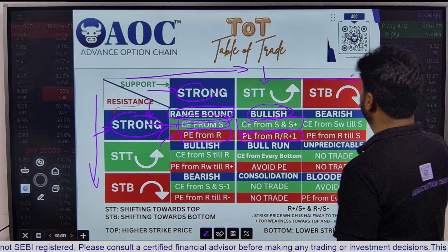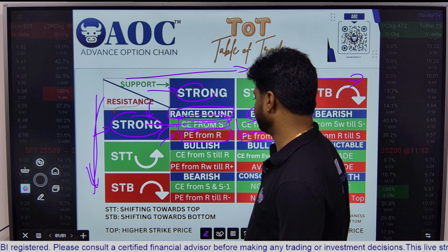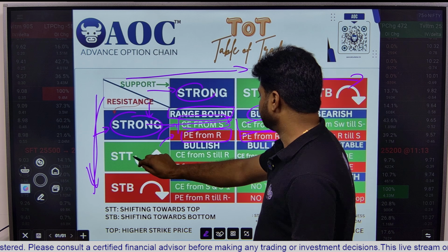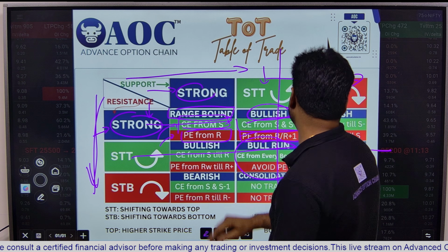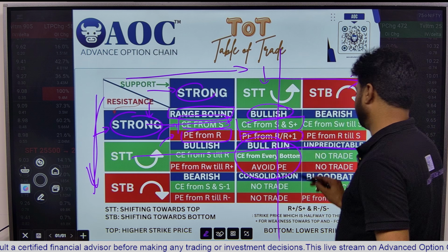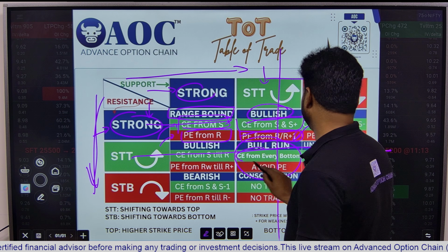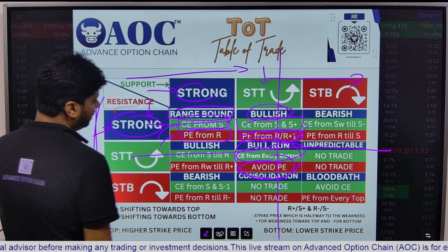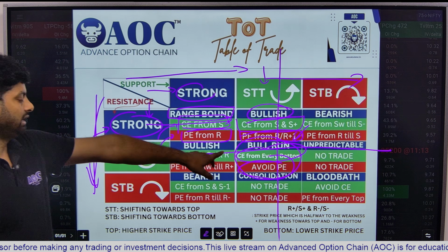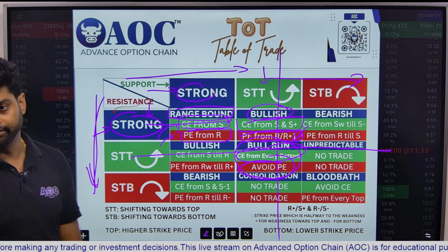These are support levels, these are resistance levels. For example, take support is STT, resistance is STT. Then we have the condition bull run. C from every bottom, avoid P. So in this condition, we will not take any put trades and we can take call trades from every bottom.